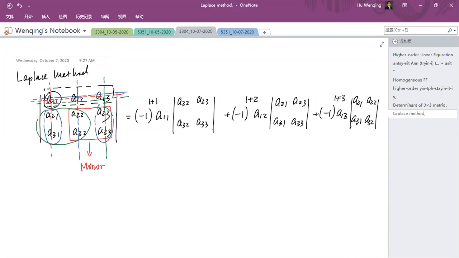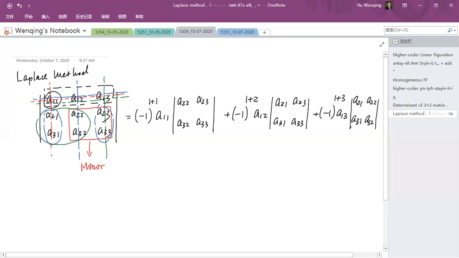And how do you determine the sign? Well, A11 is the element in the first row and first column. So you use -1 to a power, and the power is equal to the number of the row plus the number of the column. Here you can see the power is first row, second column, and first row, third column. So it's always the number of row plus number of column. -1 to the power of 2 is just 1, and -1 to the power of 3 is actually -1.